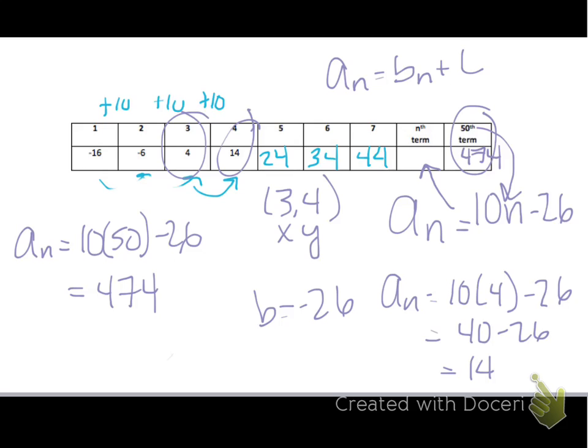So you're just plugging it in. Whatever you're moving, you're plugging in for m. Whatever your point is that you pick, you plug in for x and y, you solve, and rewrite your equation in terms of n.